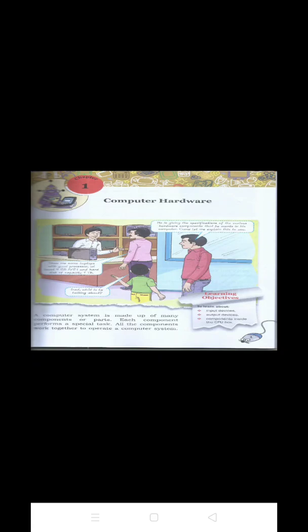The first chapter is computer hardware. In this chapter, we will learn input devices, output devices, and components inside the CPU box. So let us start. First topic, input devices. Before I tell you about input devices, tell me what is a computer system. As you know, a computer has different parts that work together to form a computer system. Means the combination of hardware and software is known as a computer system. The two basic parts of a computer are hardware and software.